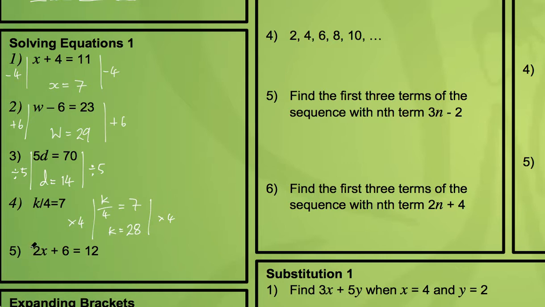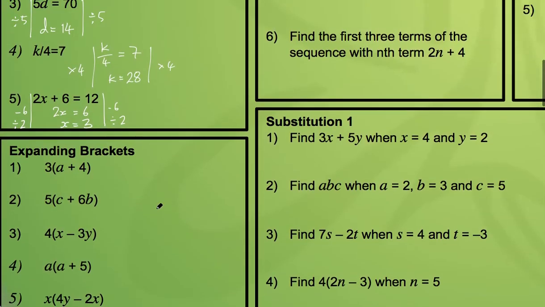2 steps involved here. First step is to get the term involving x on its own. So the inverse operation to plus 6 is minus 6. Do that to both sides. That leaves me with 2x on this side. 12 minus 6 is 6. Now to get x on its own, the inverse operation of multiplying by 2 is dividing by 2. That tells me that x equals 3. And with all of these, I should check my answer. If x is 3, 2 times 3 is 6, add another 6 is 12. That's correct.